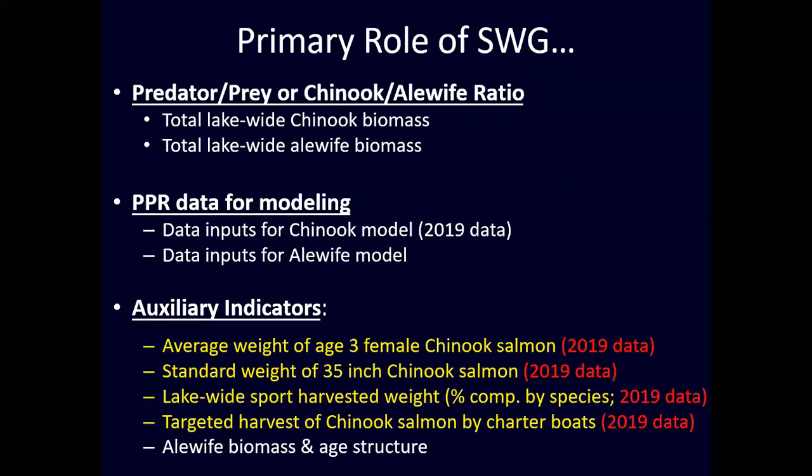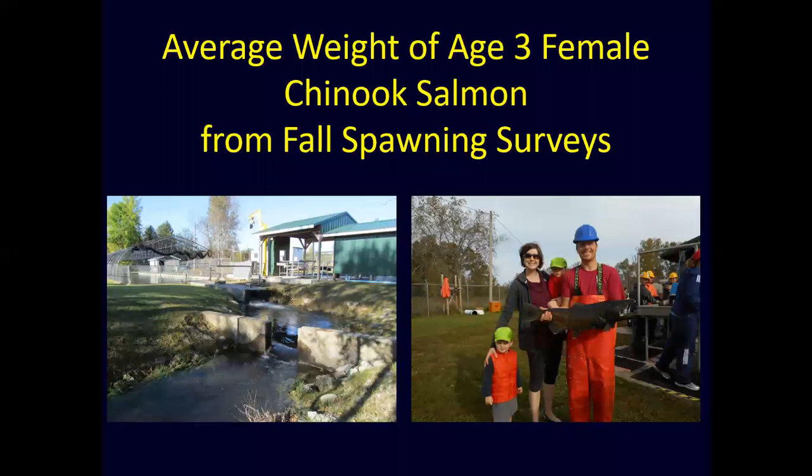So in addition to the predator-prey ratio, we also look at several what we call auxiliary indicators, which are just simple data sets plotted through time that allow fisheries managers to look at some different trends and to provide some additional information that can be used to help guide fisheries management decisions, and also to ground truth what we're seeing in the predator-prey ratio. So I have 4 of these today that are all updated with data through 2019, which I will take some time here to summarize. And first, I will look at the average weight of an age 3 female Chinook salmon.